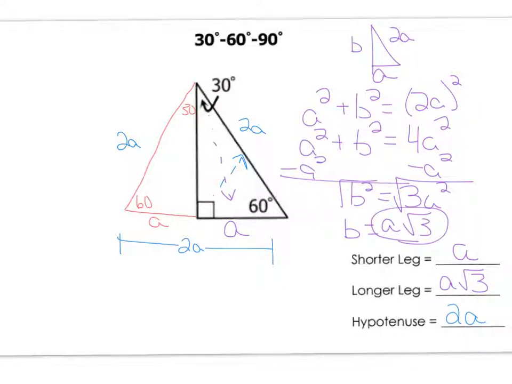Here's the deal. All of these have an A in it. That's what we want. So if we know one of them, we can find them all. So the shorter leg, the leg across from the 30 is A. The longer leg, that's across from the 60, is going to be the shorter leg times root 3. And the hypotenuse is going to be twice A, or double A, because of this equilateral triangle deal we get. So let's see how this looks when we try to solve some problems.